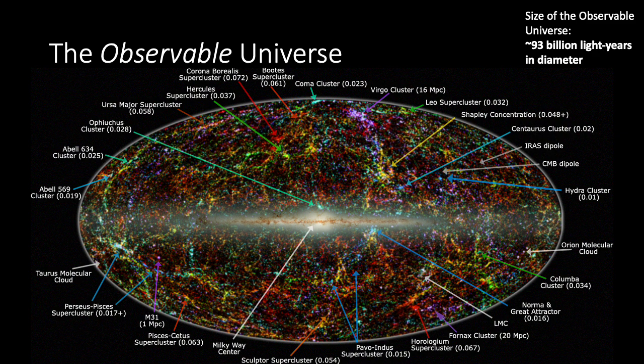So the image that you're seeing here is a representation of the entire sky in every direction if we were to go outside and look, which is all of what has been detected in the universe. And it covers an observable size of about 93 billion light years in diameter.